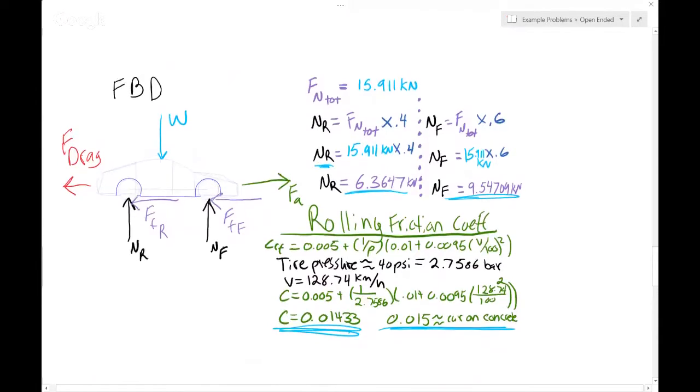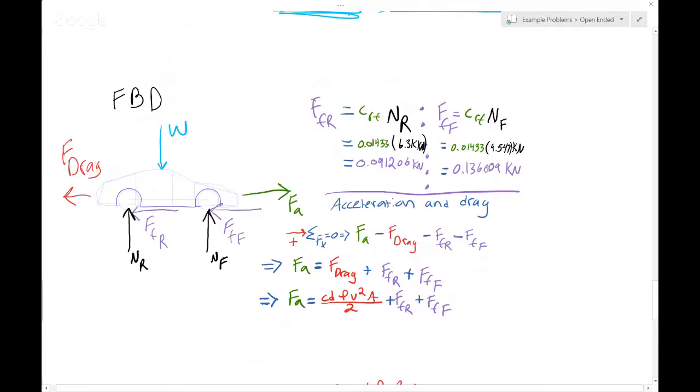So once we have that, we can move on to solving for our friction force front and friction force rear. So we can take our coefficient of rolling friction and multiply that times the normal force rear and the coefficient of rolling friction times the normal force front to give us our 0.912 kilonewtons and our 0.136 kilonewtons of frictional forces. And so now that we have those, we've basically taken care of all the forces that are acting along the y direction. So we can take care of the forces that are acting along the x direction.